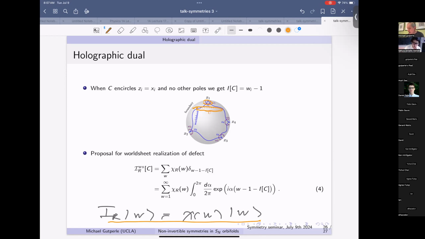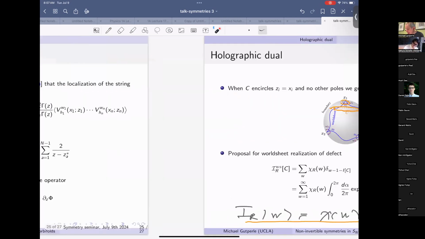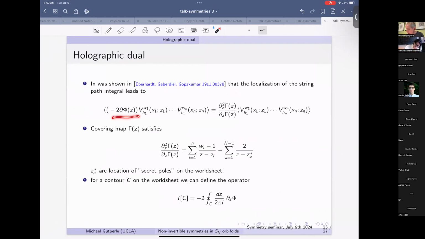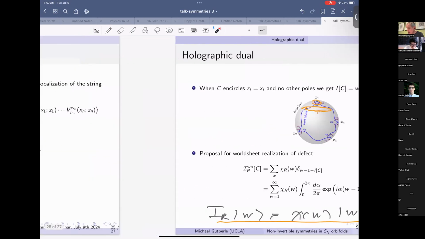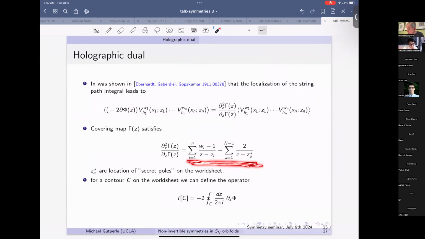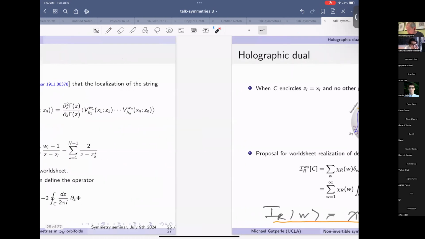I should also say that it has been shown that the property of this d phi is that it can be freely deformed as long as it doesn't cross any defects or poles, which is just a function of the residue theorem.